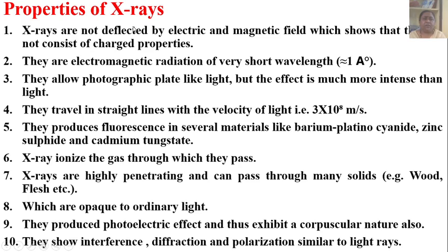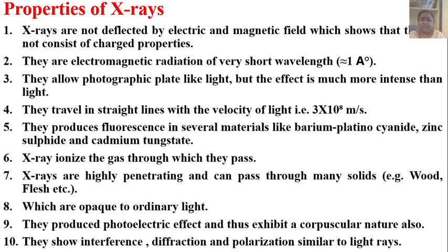Now properties of X-rays. X-rays are not deflected by electric and magnetic fields, which shows that they do not consist of charged particles. Now they are electromagnetic radiation of very short wavelength, approximately 1 angstrom, and they affect a photographic plate like light, but the effect is much more intense than light. They travel in straight lines with the velocity of light, that is 3 into 10 raised to 8 meter per second.